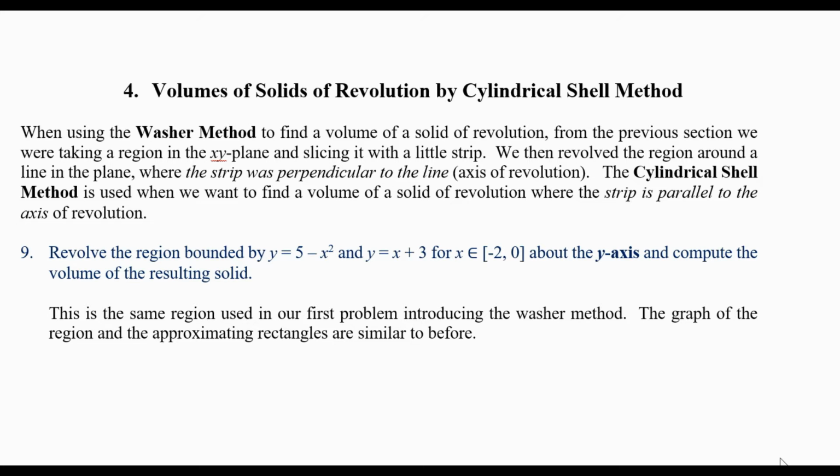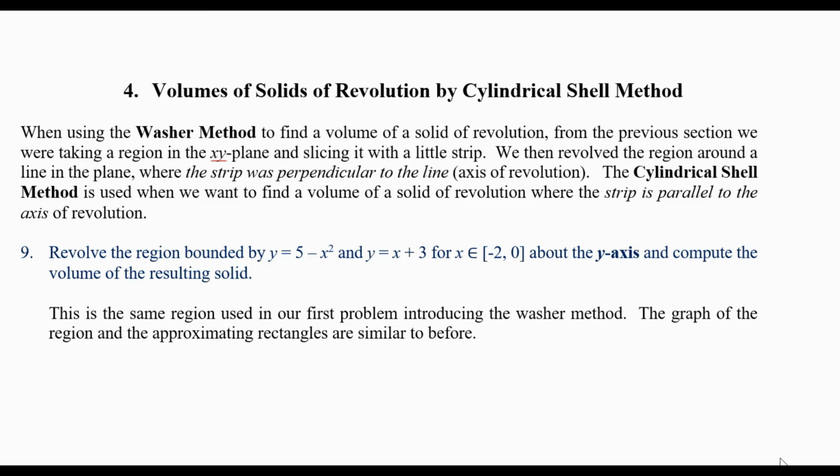In this video, we're going to be talking about finding volumes of solids of revolution by the cylindrical shell method. So remember in the last video, we talked about using the washer method to find a volume of a solid of revolution. In that method, we were taking a region in the XY plane and slicing it with a little strip. We then revolved the region around a line in the plane where the strip was perpendicular to the line, or the axis of revolution. The cylindrical shell method is used when we want to find the volume of a solid of revolution where the strip is parallel to the axis of revolution.